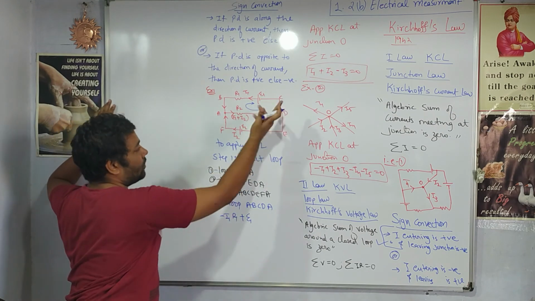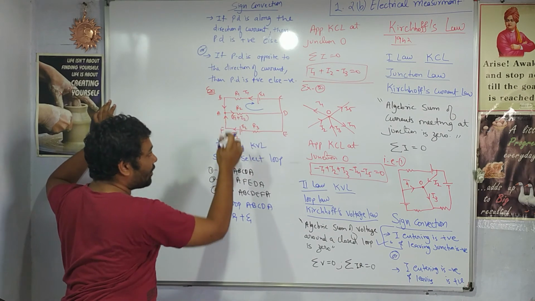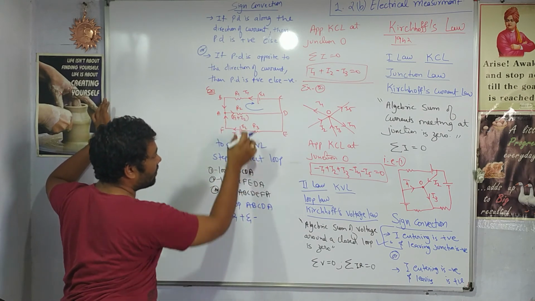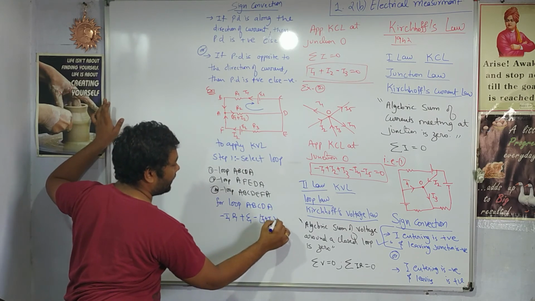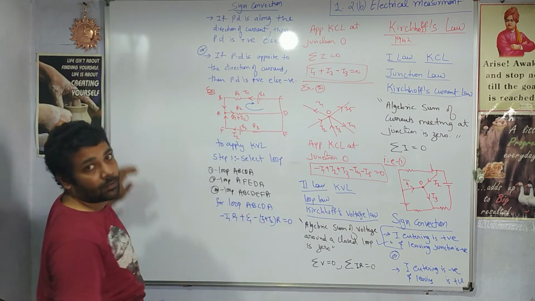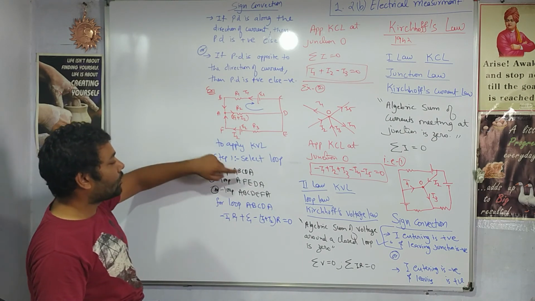Then CD, no potential drop. Then DA, again we are in the opposite direction of the current, so minus current into resistance. Potential drop is current into resistance, and this will be 0. Let us see this once again. We are applying KVL to loop 1.